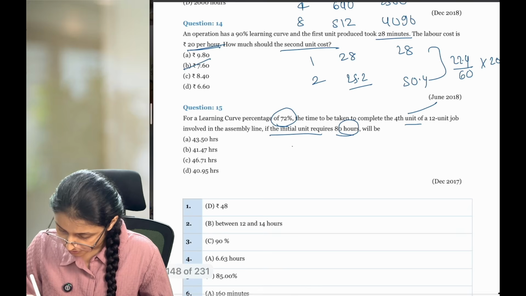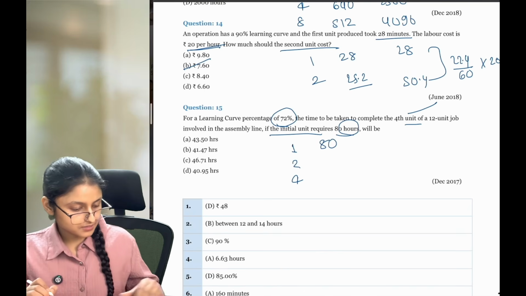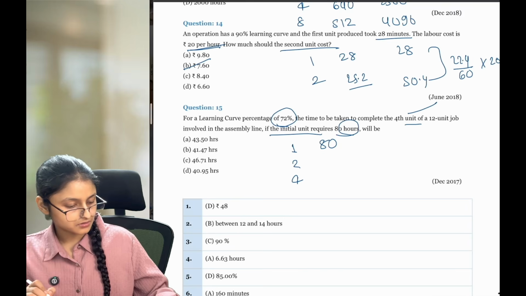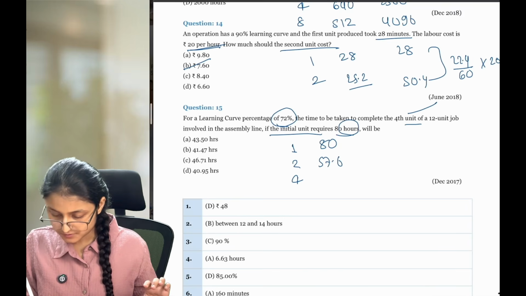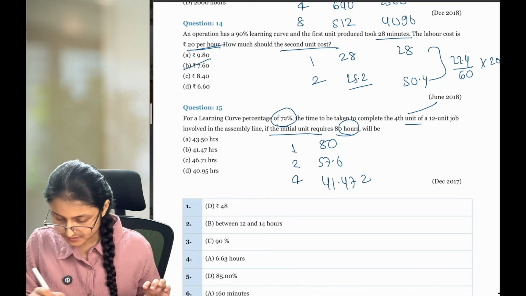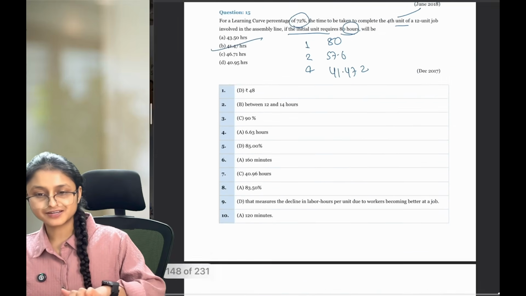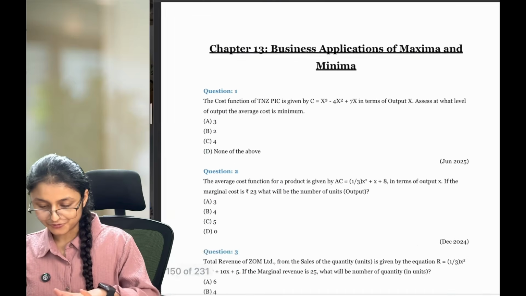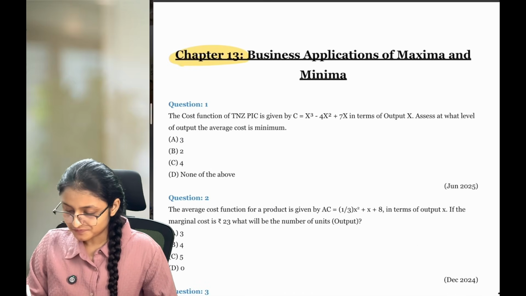Okay? So 1, 2, 4. Here we have 80. 72% of 80 is 57.6. 72% of that is 41.472. Hence, this is your correct answer. And with this, we completed all our questions related to learning curve, and now we can move forward to the next chapter, that is chapter number 13. Business applications of maxima and minima.